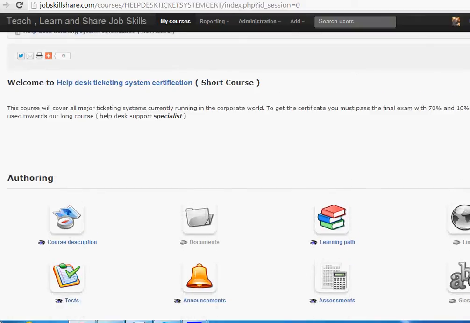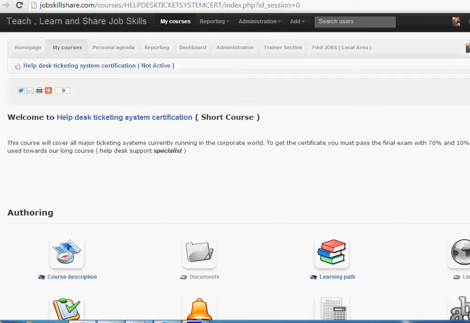This course will cover major ticketing systems currently running in the corporate world. Basically, I'm going to go through some major ticketing systems and we're going to learn about them, test them out, and do some demos on them. So then when you go to a job, or if you're creating your resume, you can put down that you have a certificate on certain ticketing systems, and when a hiring manager sees this certificate, they should get an idea of what you know about ticketing systems.